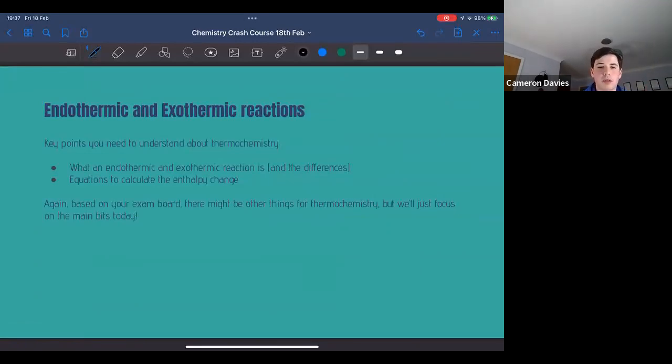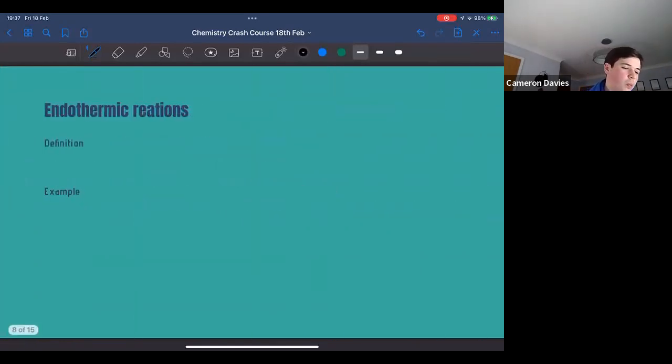Now we're going to look at something much more simple, which is endothermic and exothermic reactions. We're just going to look at what they are, what the differences are between them, and then look at the 2 equations which you might use to calculate enthalpy change. An endothermic reaction, by definition, absorbs heat energy from the surroundings.